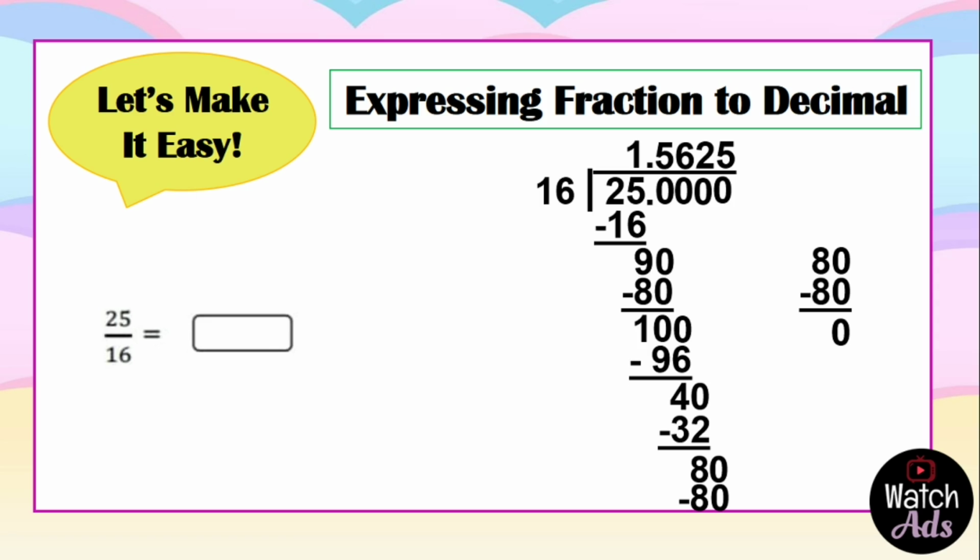Therefore, 25 over 16 in decimal form is 1 and 5,625 ten-thousandths. But what I really want is to get to the thousandths place value only. Now, we're going to round off 2. We are centered on the thousandths place value. Now, the digit to the right of 2 is 5.